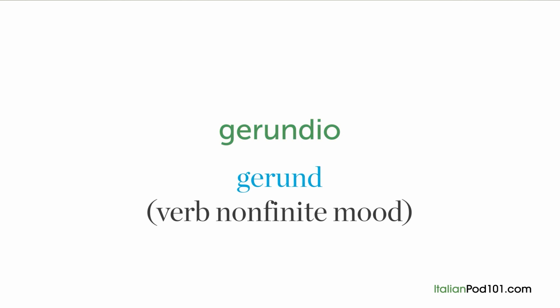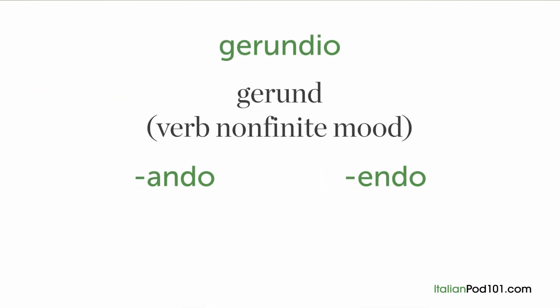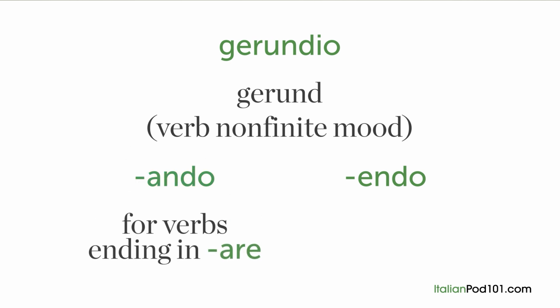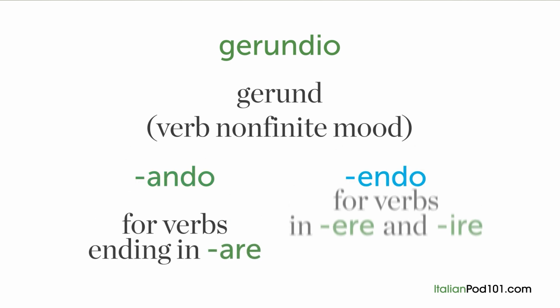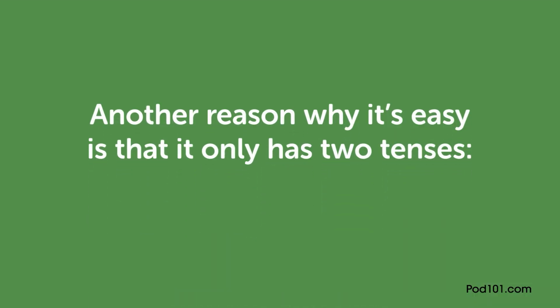Gerundio, or in English, gerund, is a verb non-finite mood. This means that you don't need to conjugate it. It's very similar to the continuous form of English verbs ending in ing. As we said, it's very convenient as you don't need to conjugate it. It only has 2 endings, ando for verbs ending in are and endo for verbs ending in ere and ire. Another reason why it's easy is that it only has 2 tenses, present and past.